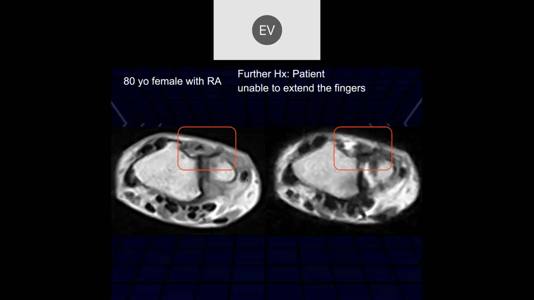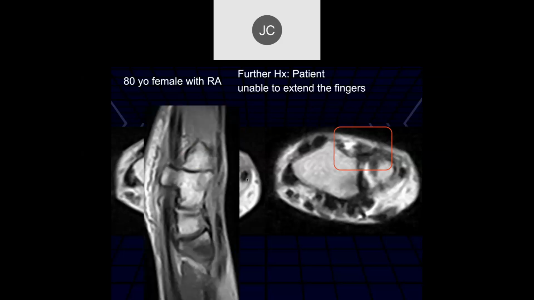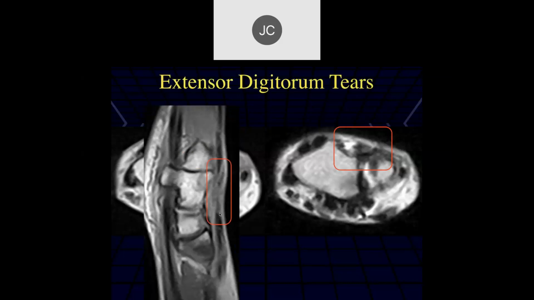With rheumatoid arthritis, chronic inflammation starts disrupting the collagen fibers of tendons, and it can lead to tendon ruptures, which is what occurred in this particular case. Hopefully, nowadays that we have effective treatments for rheumatoid arthritis, we won't be seeing this anymore. And this just shows the tear here with retraction.